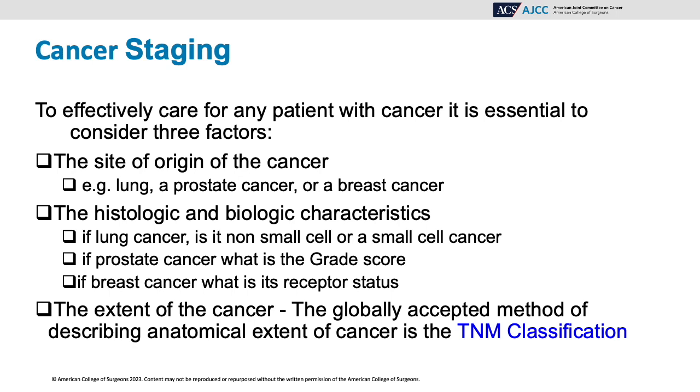So let's talk about cancer staging. In order to effectively care for any patients with cancer, it's essential to consider three things. One is the site of origin of the cancer. Where did the cancer begin? Which organ of the body?